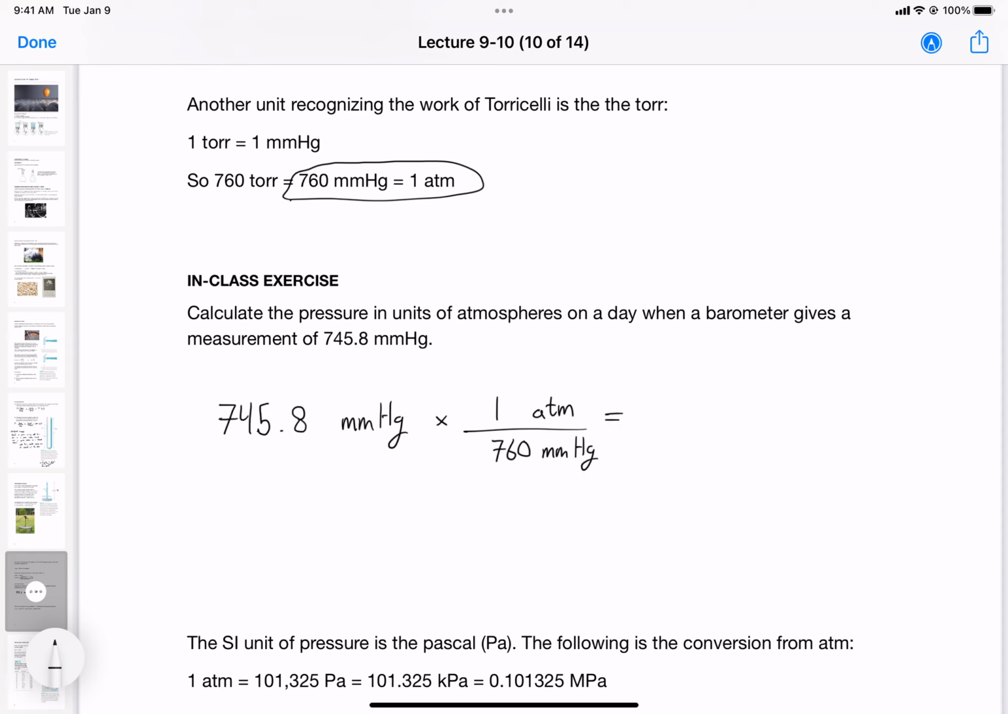Okay, so remember, conversion factors are exact numbers. They do not play a role in sig figs, so we're going to cancel out our millimeters here, and we will round our answer to 4 sig figs. The conversion factor has an infinite number of sig figs. So we get 0.9813 ATM.